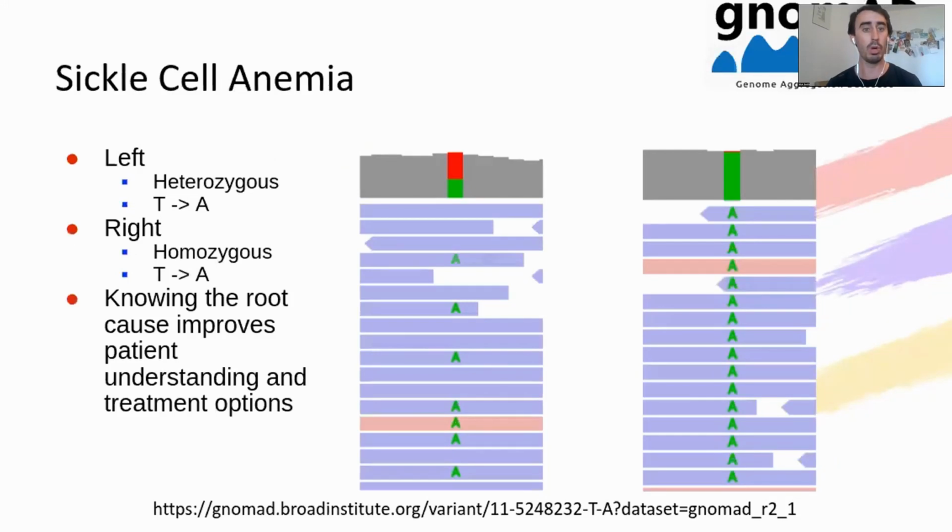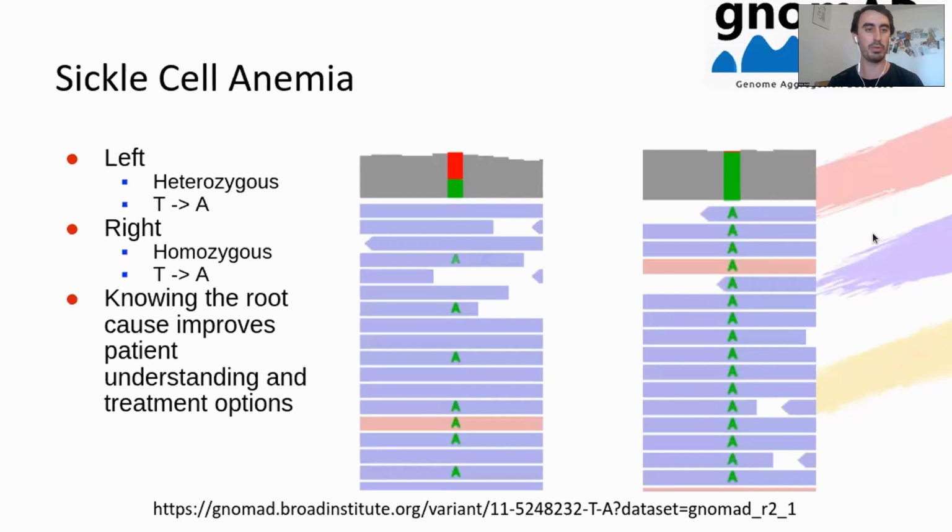So what does this actually look like? For a heterozygous patient on the left, we see a single change where half of the evidence shows the reference T, which is omitted, but is essentially the red elements. And on the right, we have a homozygous individual where every single read supports the claim that they have an A in this position instead of a T.